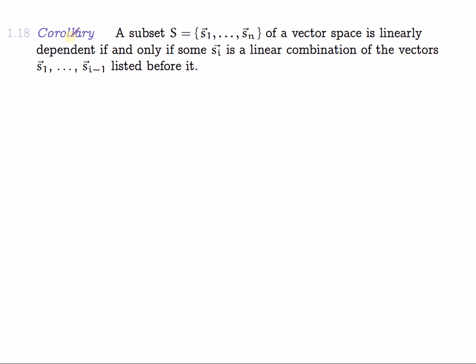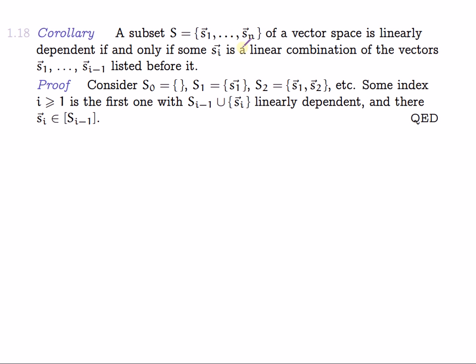From this, we derive a corollary. A subset of a vector space is linearly dependent if and only if some vector Si is a linear combination of the vectors listed before it. And this is a similar proof to the other one. We just keep on throwing out vectors until we can't throw out any anymore. Actually, we can do it the other way.